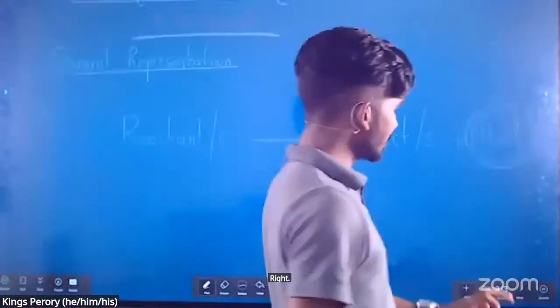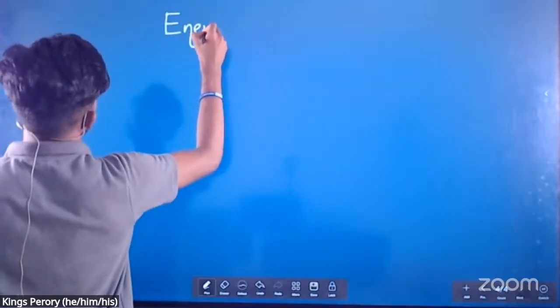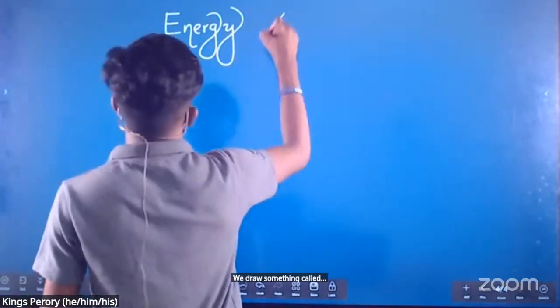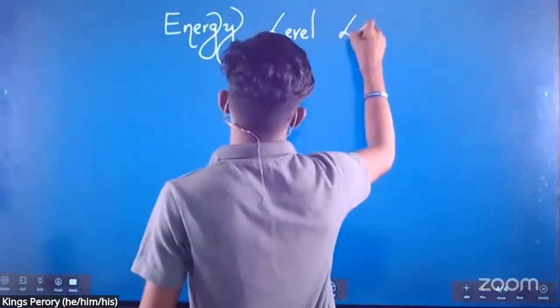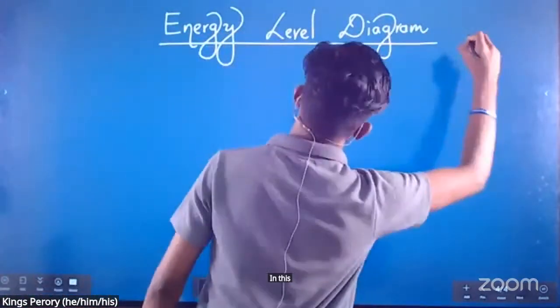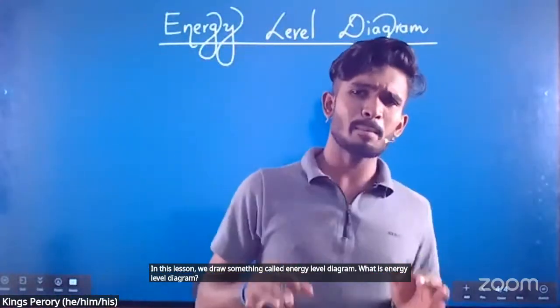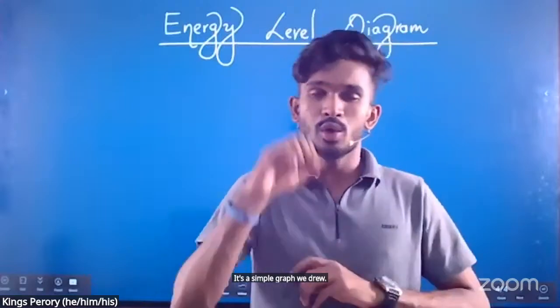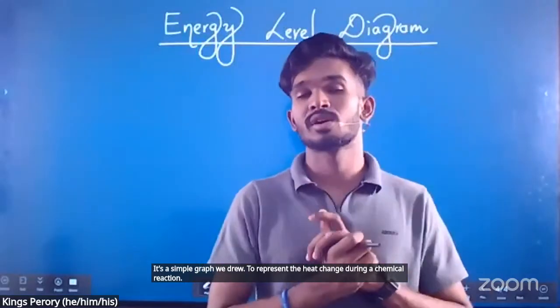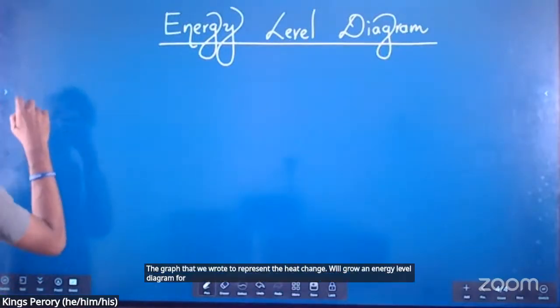Now, in this lesson, we draw something called an energy level diagram. What is an energy level diagram? It's a simple graph we draw to represent the heat change during a chemical reaction. We'll draw an energy level diagram for an exothermic reaction.